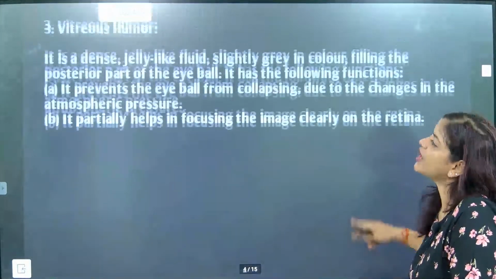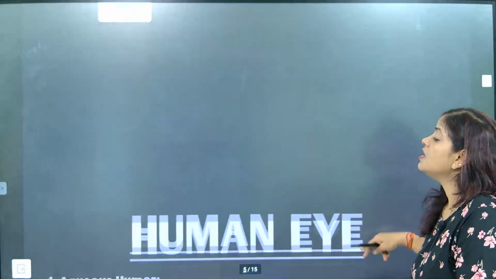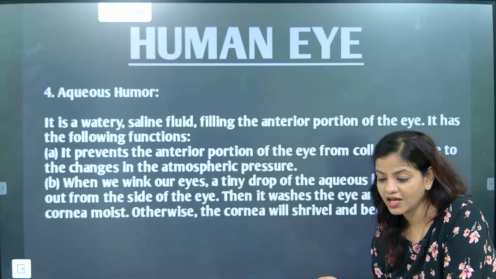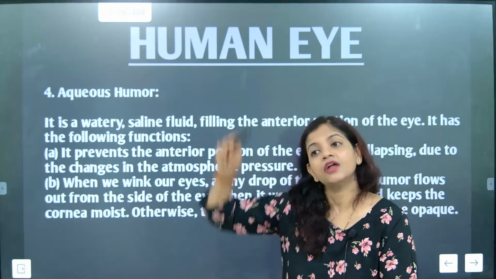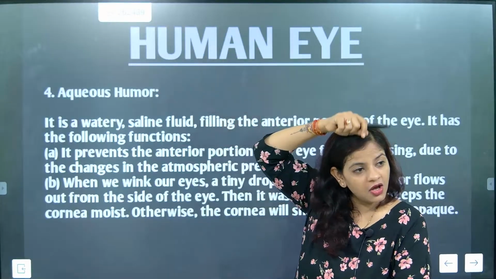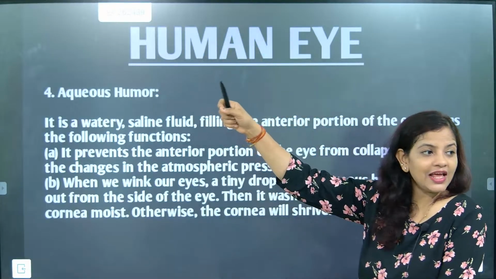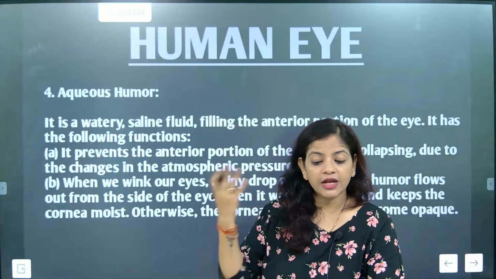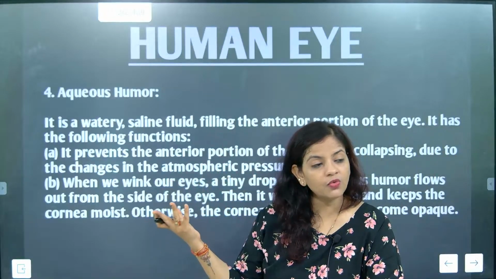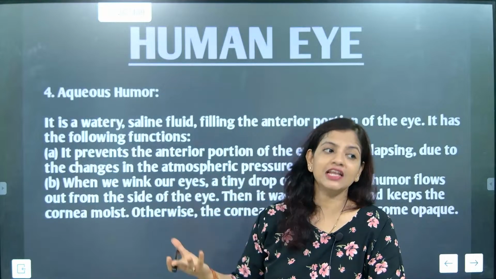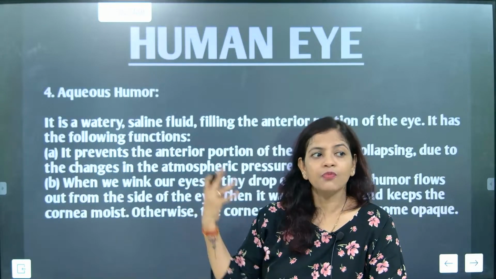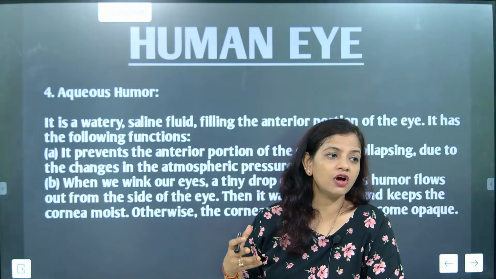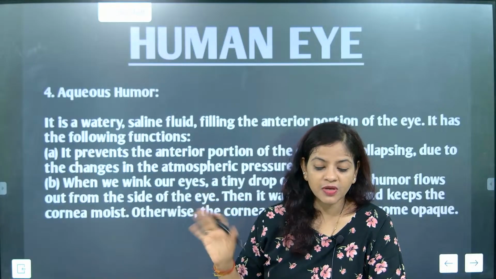So vitreous humor we have learned. Now we are going to talk about aqueous humor. It is watery. That one was jelly-like. Vitreous humor was dense, jelly-like, gray color, in the posterior portion, maintaining the shape and allowing the light to fall on the retina. So these were some important things.